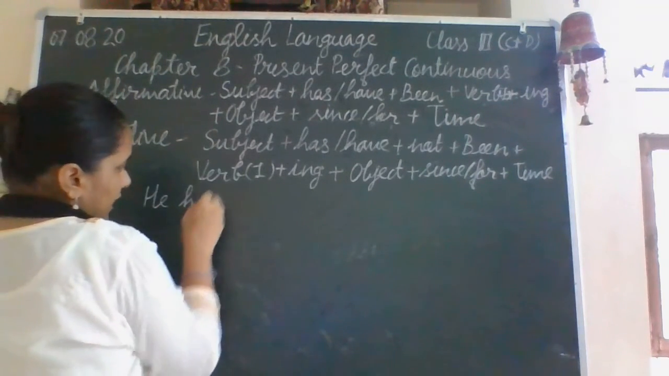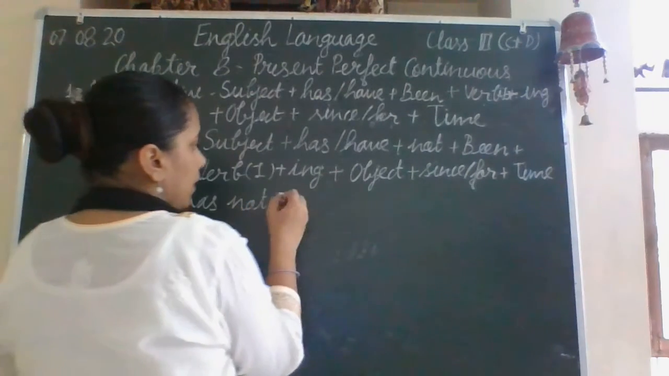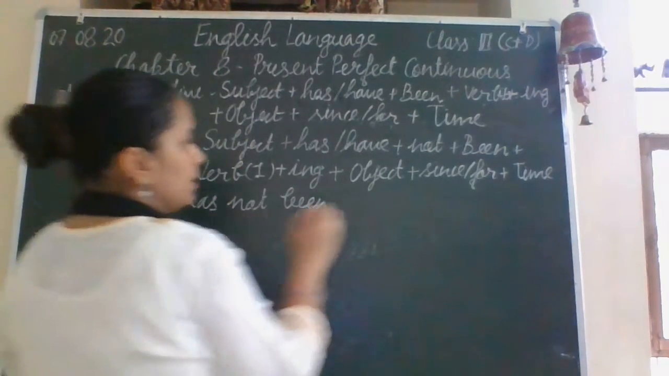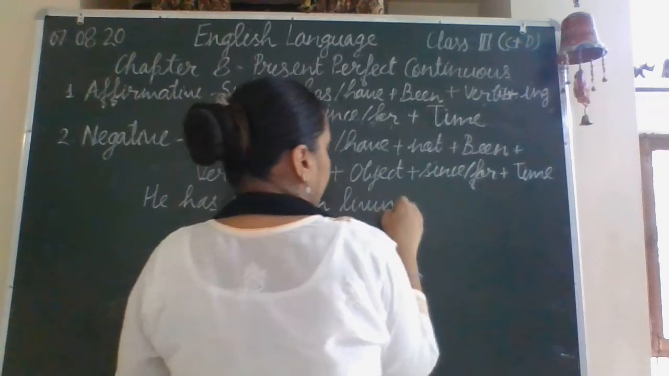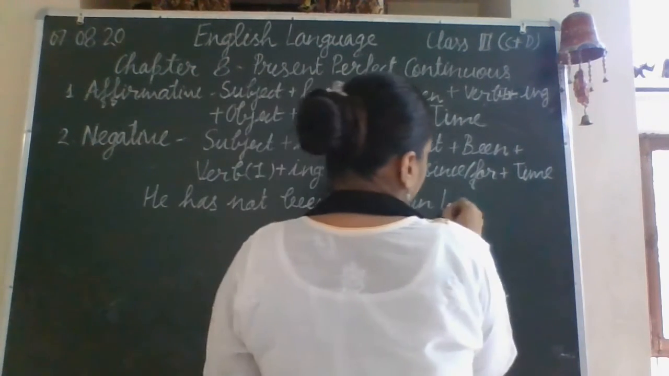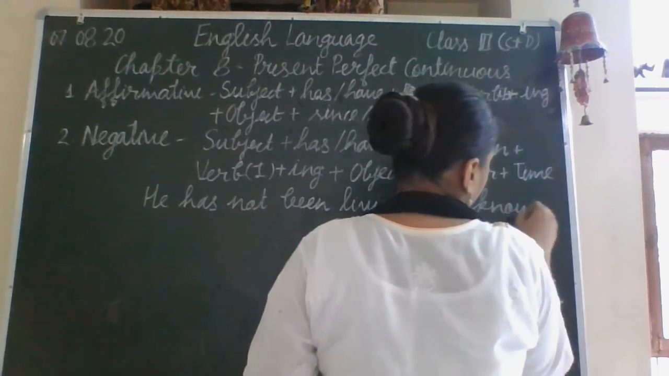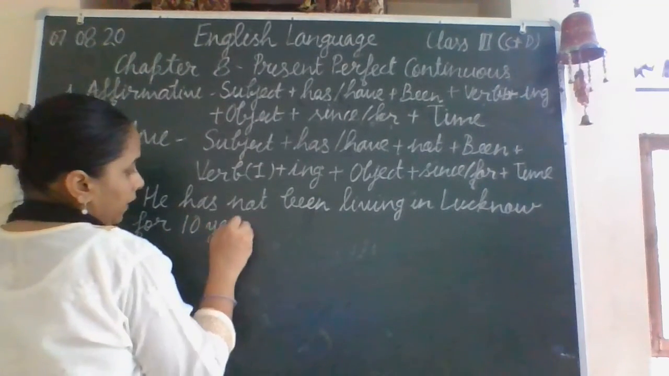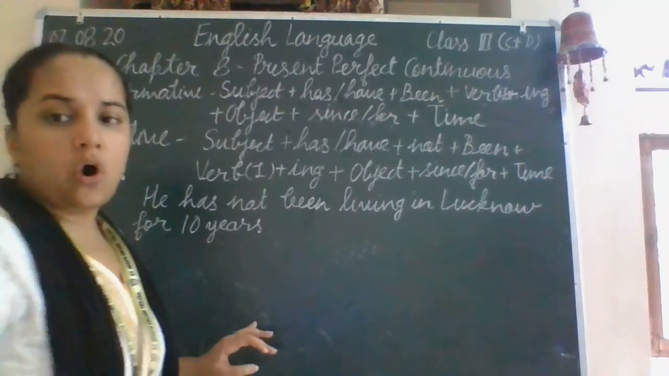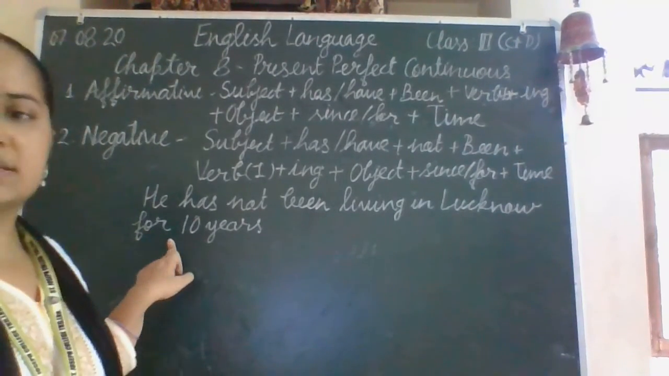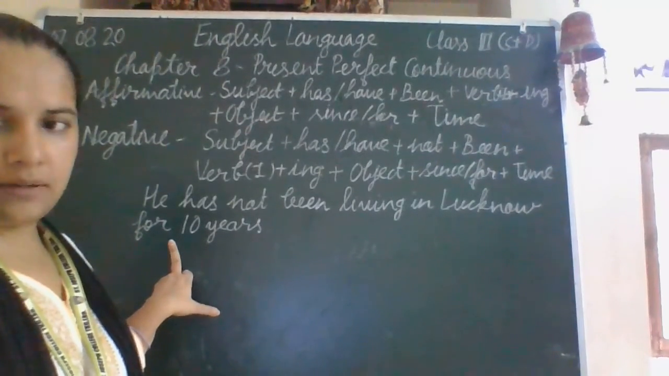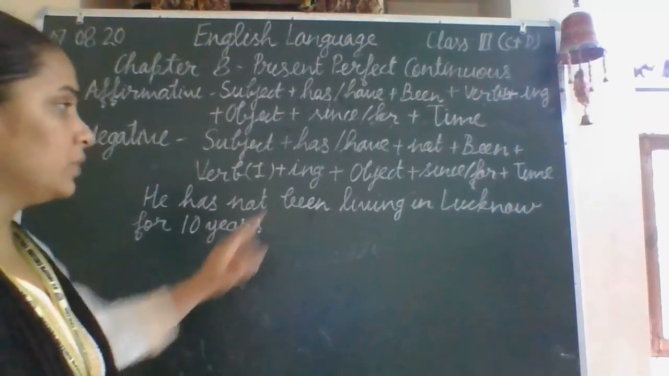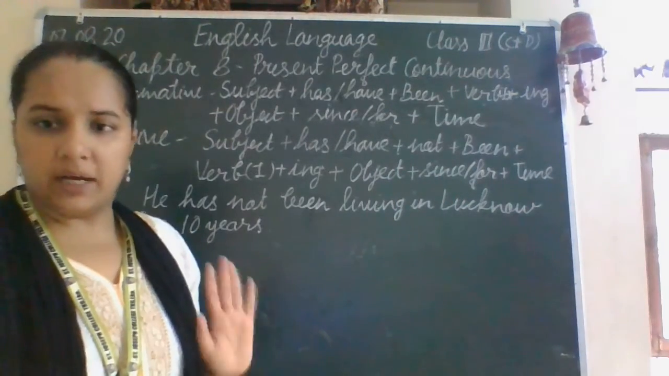So again, if I take the same example, what it would be? He has not been living in Lucknow for 10 years. Or in place of this 10 years, we can write since 2010. Whatever the structure of your sentence, but always remember to use the since and for in an appropriate manner.